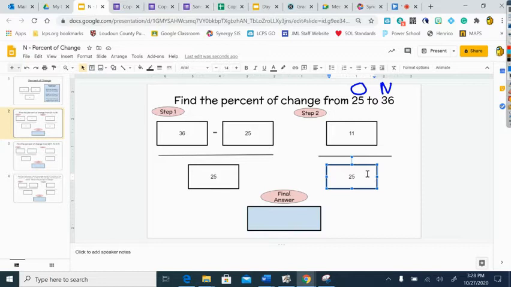I got 0.44. So that would be a 44% increase. Why? Because when I did that, I got 0.44. But I don't want to say 0.44. I'm going to say a 44% increase because we know that's what it would be as a percent.